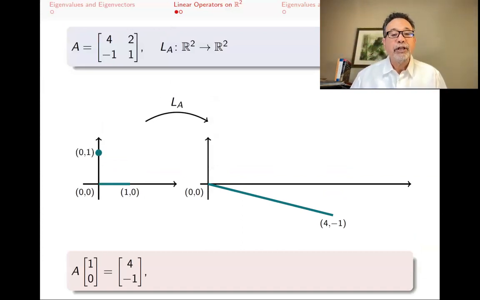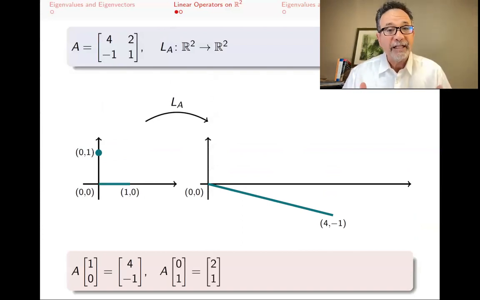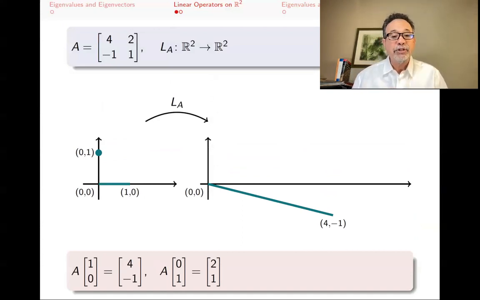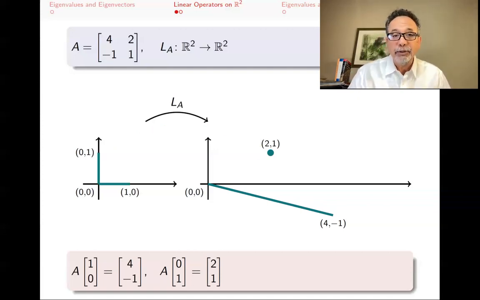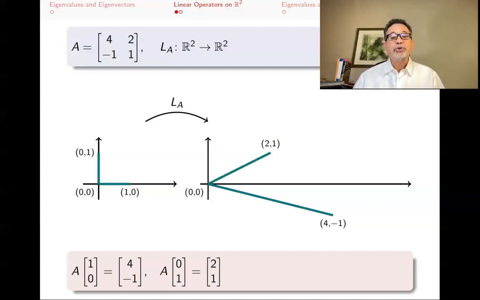Likewise, if I look at (0, 1), where does that go? Well, to find that, I have to multiply A times (0, 1). And again, unsurprisingly, I get the second column of A. And so that tells me where (0, 1) goes. So (0, 1) is going to the point (2, 1). And again, if you look at the line segment between the origin and (0, 1), where does that go under this map? It goes to the line segment between (0, 0) and (2, 1). Okay, but we can say more.